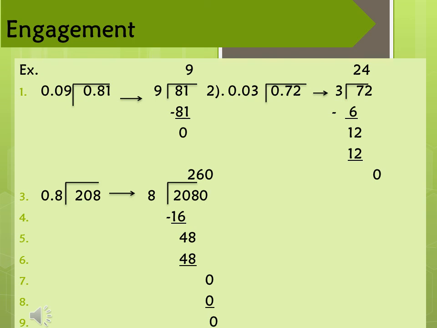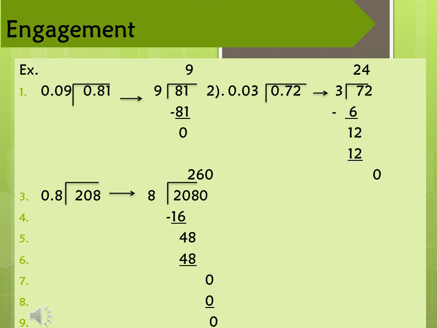So, divide natin 81 divided by 9 equals 9. 9 times 9 equals 81. Then, 81 minus 81 equals 0. Then, ang sagot natin ay 9. So, 900s divided by 8100s equals 9.